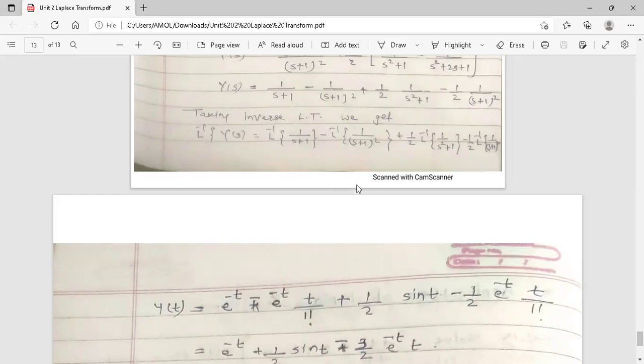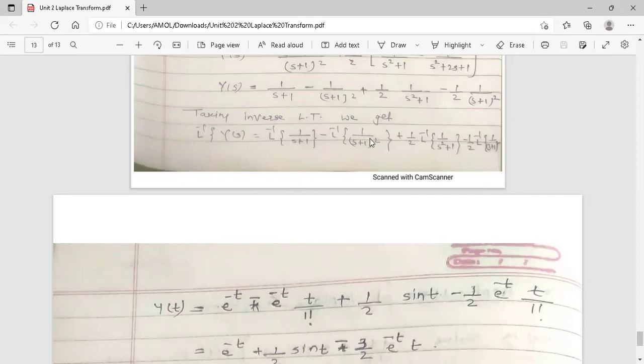the inverse Laplace transform of 1 upon s square. The inverse Laplace transform of 1 upon s square is t upon 1 factorial. So it is e raised to minus t into t upon 1 factorial, plus 1 by 2 as it is. What is the inverse Laplace transform of 1 upon s square plus 1? It is sin t upon 1. So it is 1 by 2 as it is, sin t upon 1 means sin t, minus 1 by 2. What is the inverse Laplace transform of 1 upon (s plus 1) whole square? It is again using the shifting property. It is e raised to minus t, because s is displaced in the form of s plus 1.